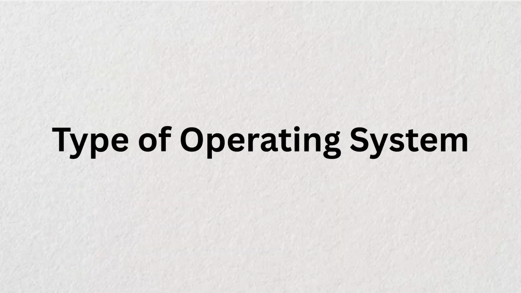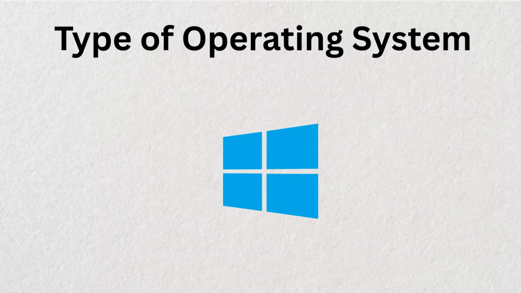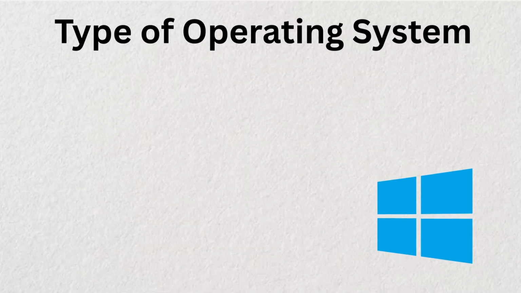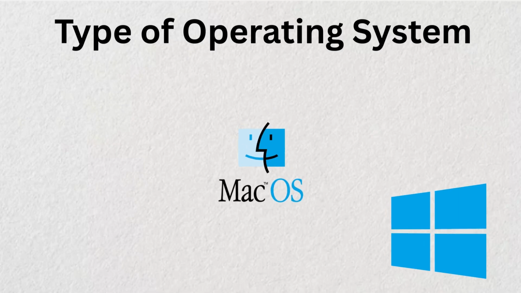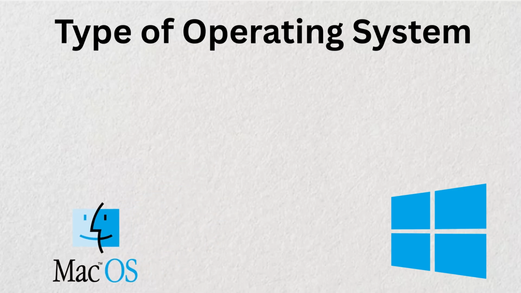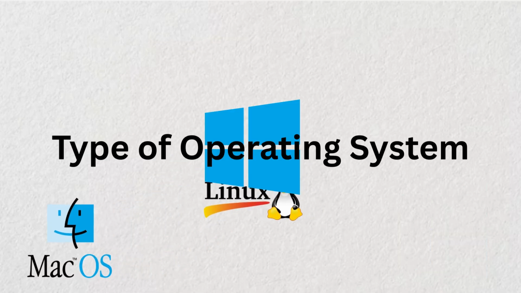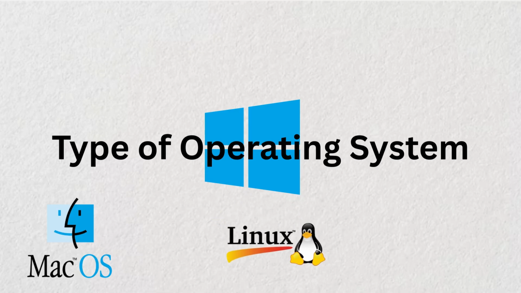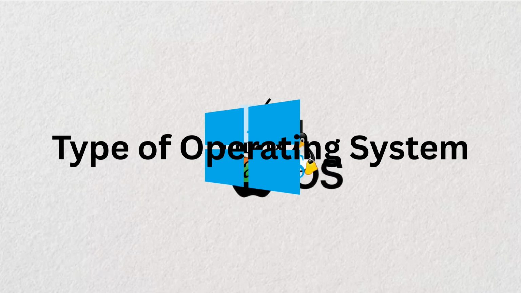There are several types of operating systems. Windows is common on laptops and desktops and is easy to use. Mac OS for Apple computers offers smooth performance and strong security. Linux is free, open source, and highly customizable for developers. Android, made by Google, runs on phones like Samsung and Oppo and lets you download apps. iOS is Apple's fast, secure system for iPhones that works well with other Apple devices.